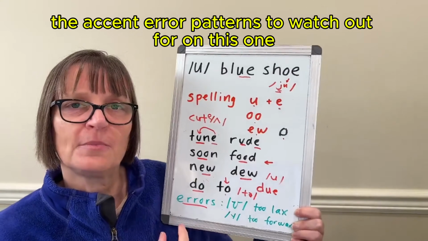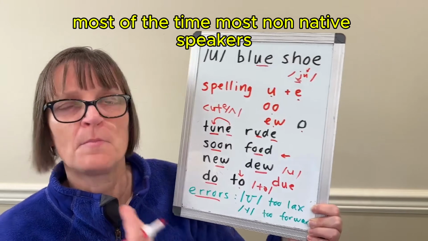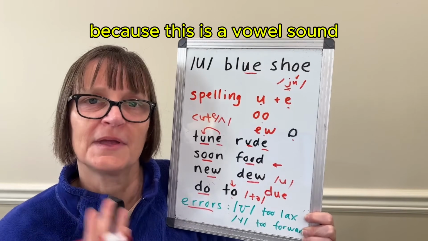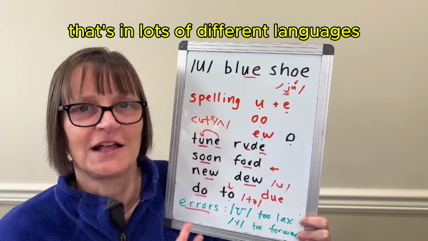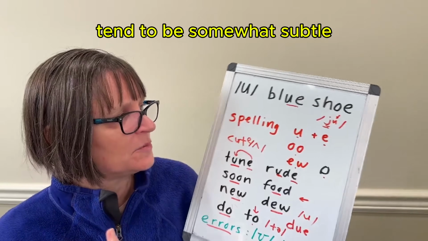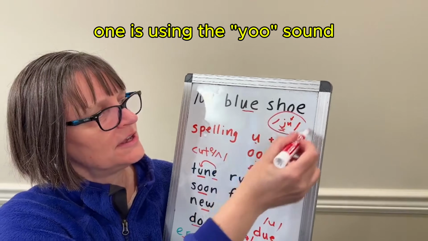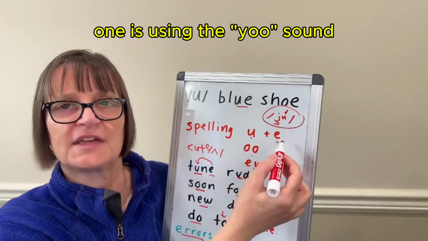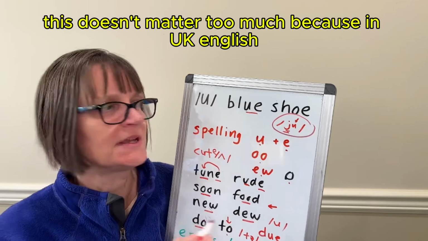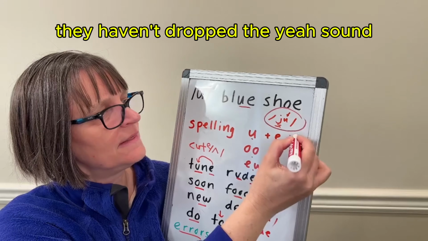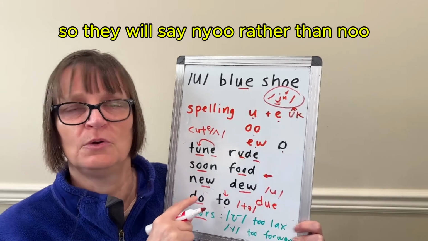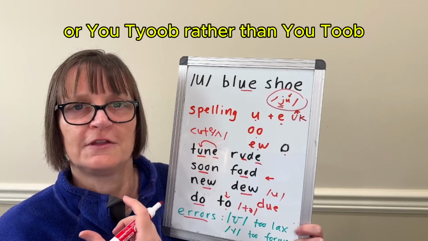The accent error patterns to watch out for on this one: most of the time, most non-native speakers are using this vowel correctly because this is a vowel sound that's in lots of different languages. But the error patterns that I hear here tend to be somewhat subtle. One is using the y sound where American English will use the oo sound. This doesn't matter too much because in UK English, they haven't dropped the y sound, so they will say Nyew rather than new, or Yoo-tube rather than Oo-tube.